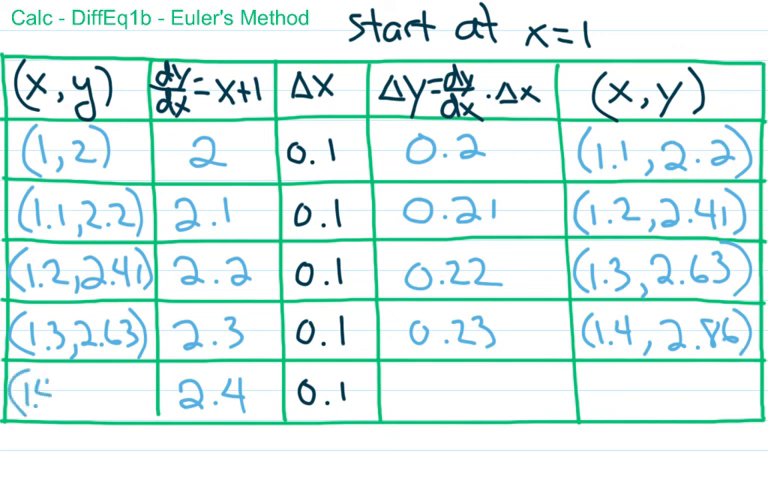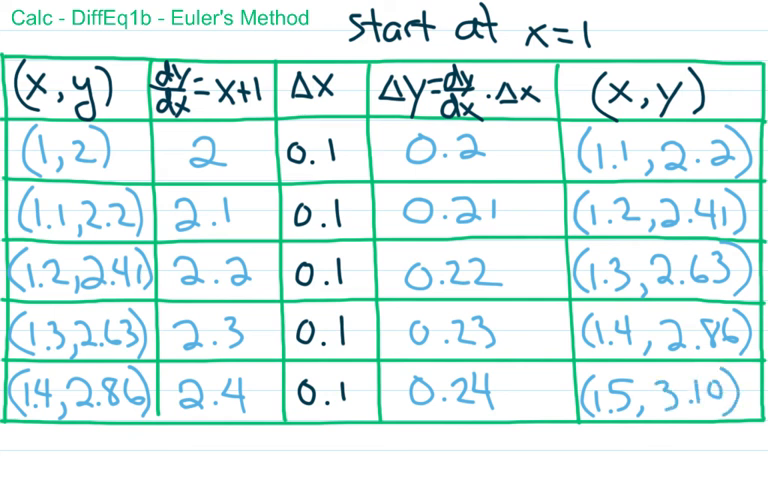And that 1.4. Notice the last row on the left here. We're like, wait a second, we didn't get up to 1.5. We will. 0.24. Okay, now we have a solution, 1.5, comma, 3.10. How did I get that? 2.86 plus 0.24 must be over 3. 2.8 plus 0.2 is 3, plus another 0.06 and 0.04.